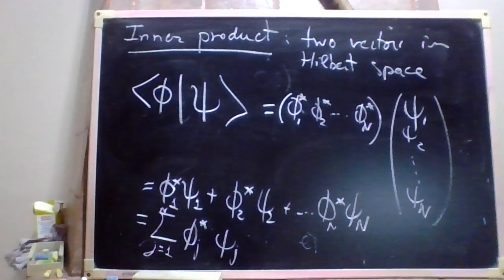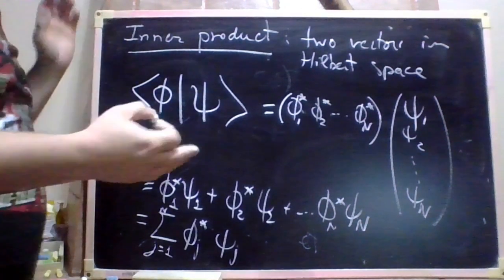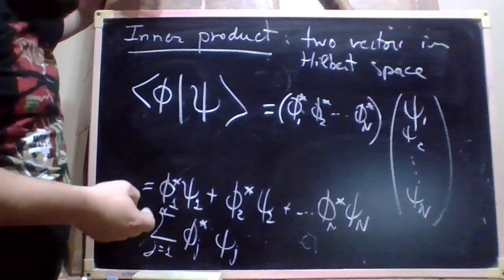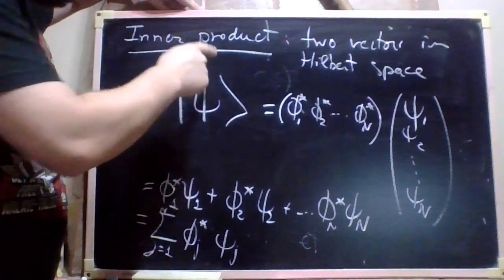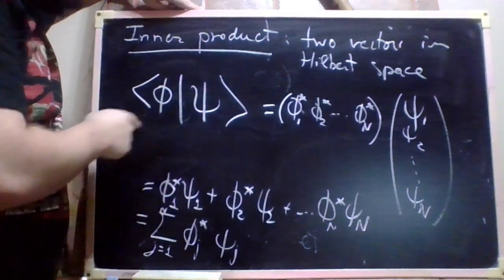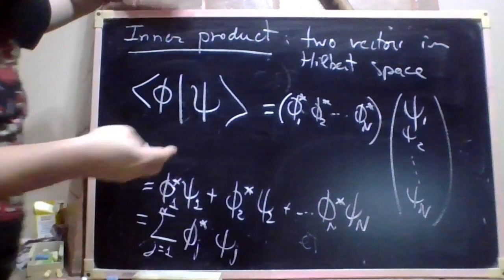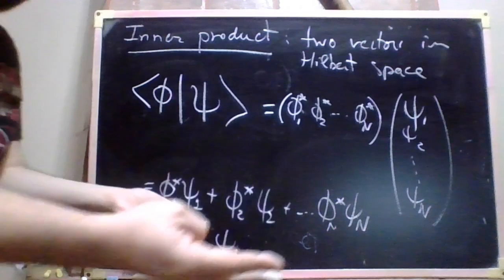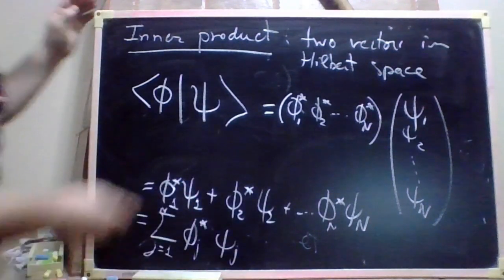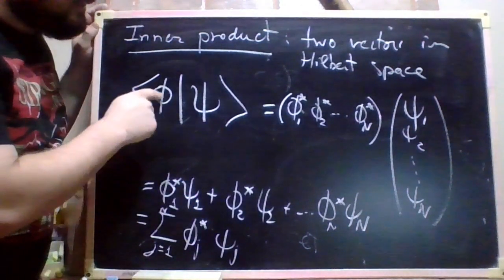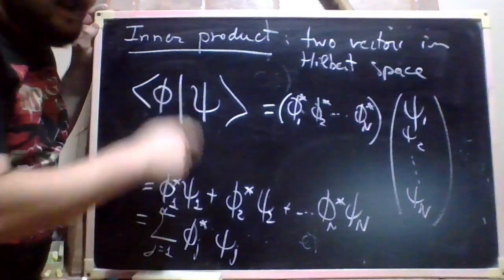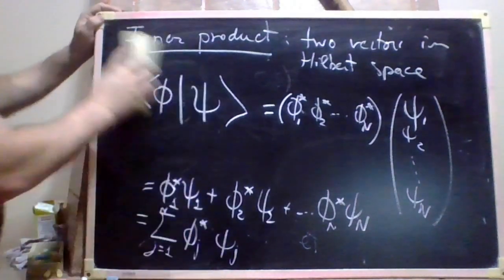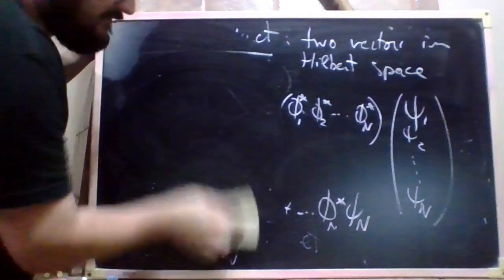Okay, the norm of a vector is obtained by taking the inner product of a vector with itself. So if you want to know the norm, the size of a vector, say you need to take phi equal to psi here. So you get the magnitude, or the modulus, of the vector.